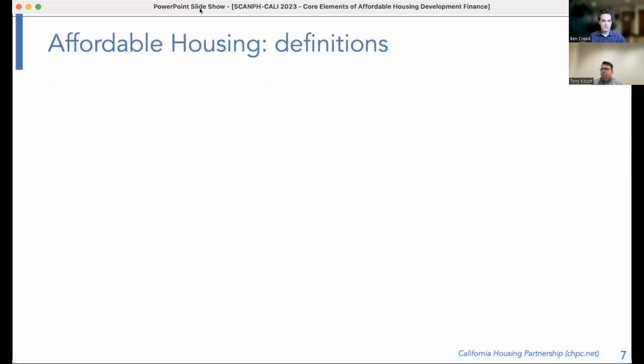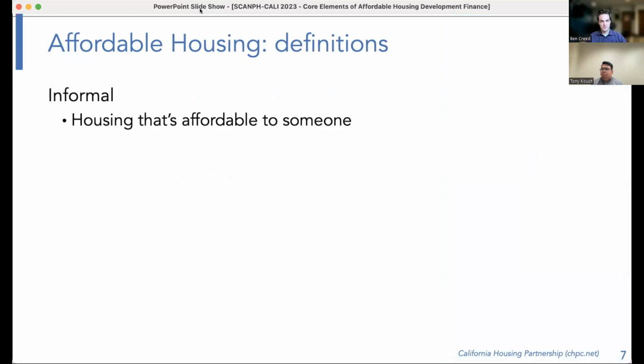So to dive right in, what is meant by affordable housing? Well, in an informal, conversational context, it's just two words. It's affordable, it's housing, and this can be subjective. You might think that a certain car is affordable, or someone else might think that a certain restaurant is unaffordable, and the same language can apply to housing.